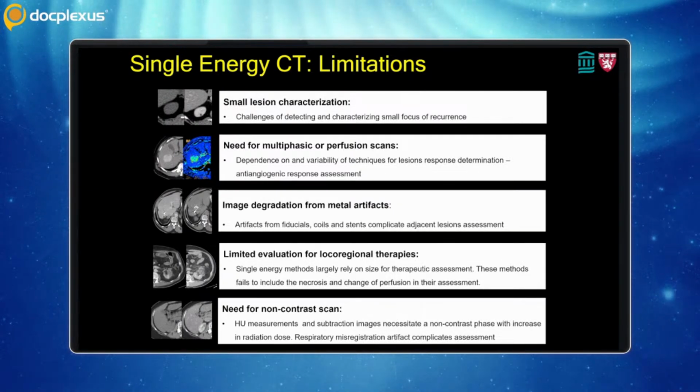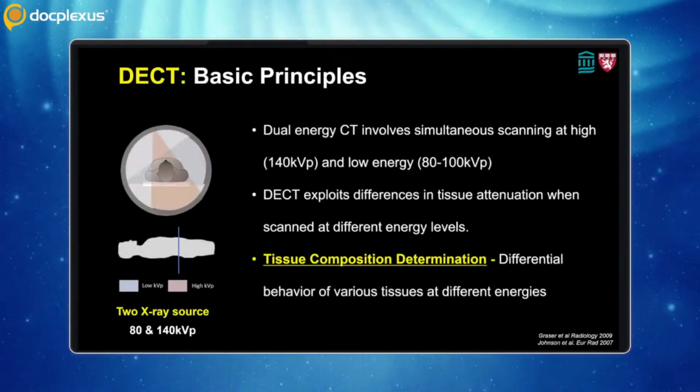So now let's see the recent innovations in CT, that is dual energy CT, and how it helps overcome some of these limitations. Dual energy CT by principle, when it was introduced, is a CT scanner which allows simultaneous scanning at high and low energy. When a tissue is scanned at different energies, the different tissues behave differently. That is, a dual energy CT exploits the differential behavior of tissues at different energies to determine composition of tissues.